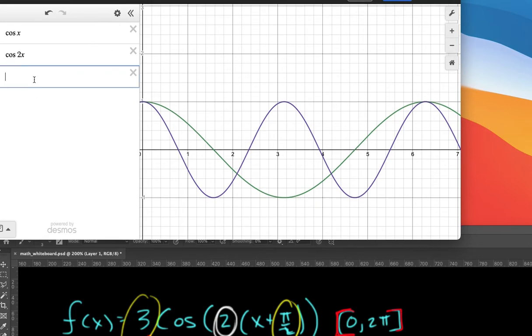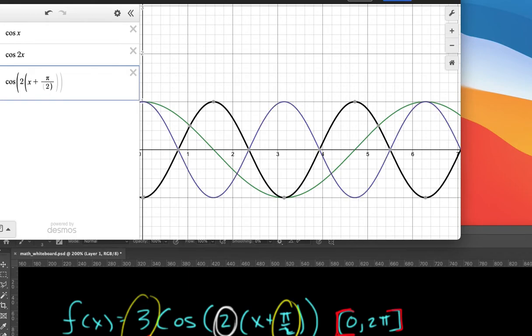Okay, and then we're going to do cosine of 2 times x plus pi halves. And to get pi on Desmos, I just do pi.